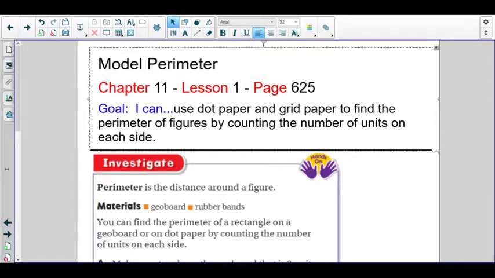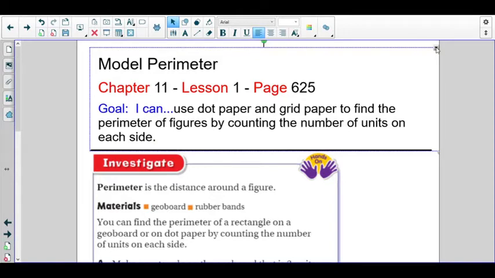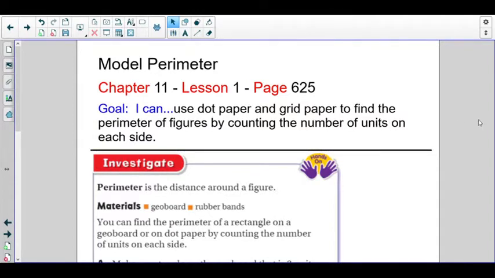All right, we are ready for Chapter 11, Lesson 1. If you'd be so kind as to turn in your Go Math Book, Volume 2, to page 625. And there at the top, you can see what our goal is.